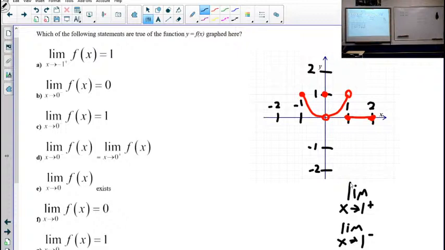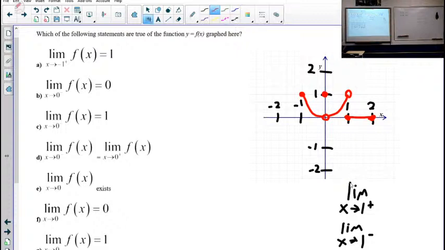So we talked yesterday about having the limit as x approaches a number. And we talked about coming at the function from both directions. And so we can actually break that down into coming from each of the directions.